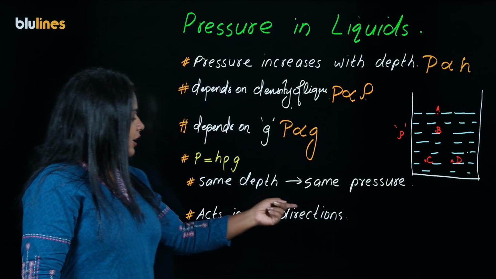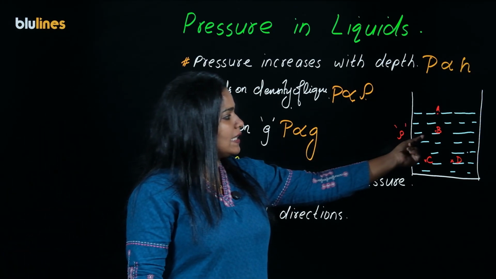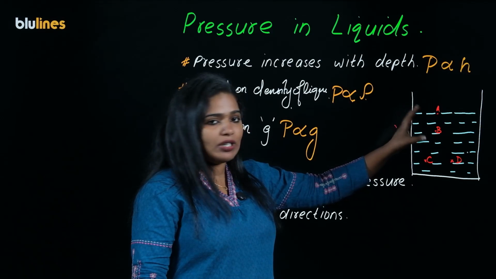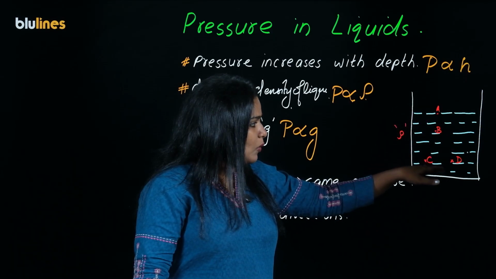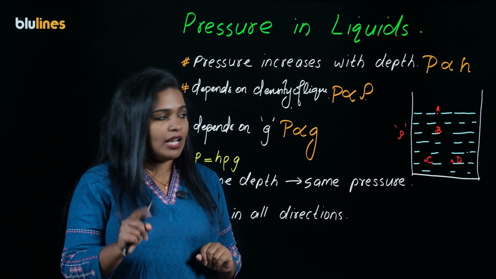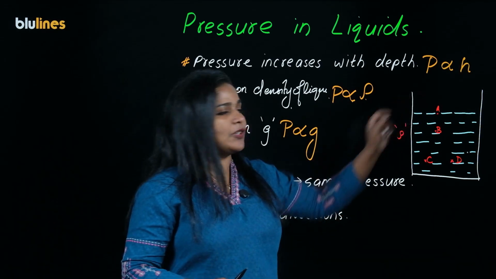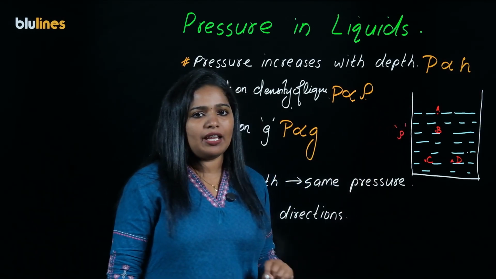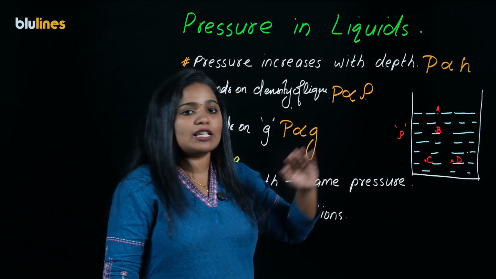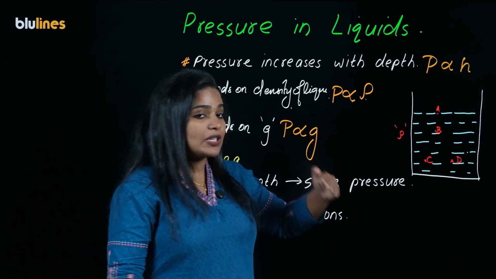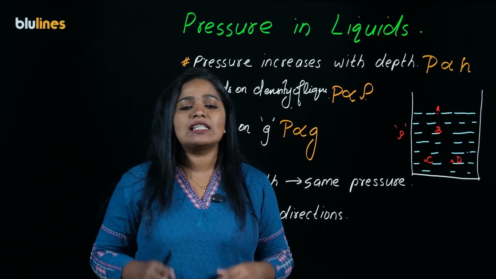And one important thing is that it acts in all directions. The pressure exerted by the liquid acts in all directions, which means this liquid is exerting pressure on the walls and on the bottom. But the pressure exerted by the liquid itself on the surface, that is at the point A, what will be the pressure there? It will be 0 because above A there is no liquid. So, there is no pressure exerted by the liquid at A or on the surface.